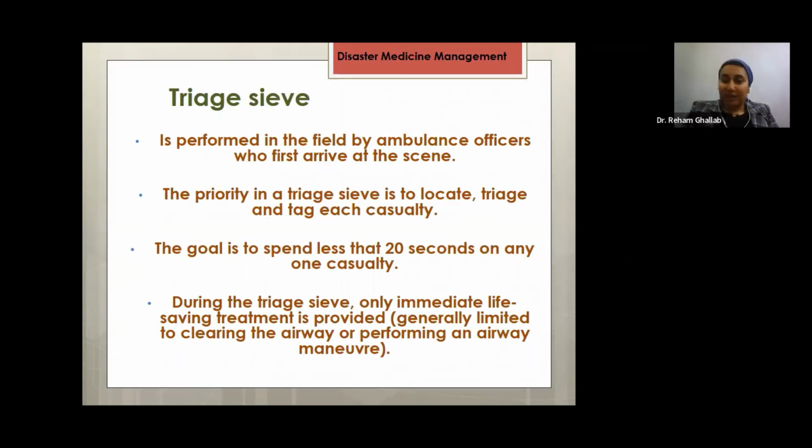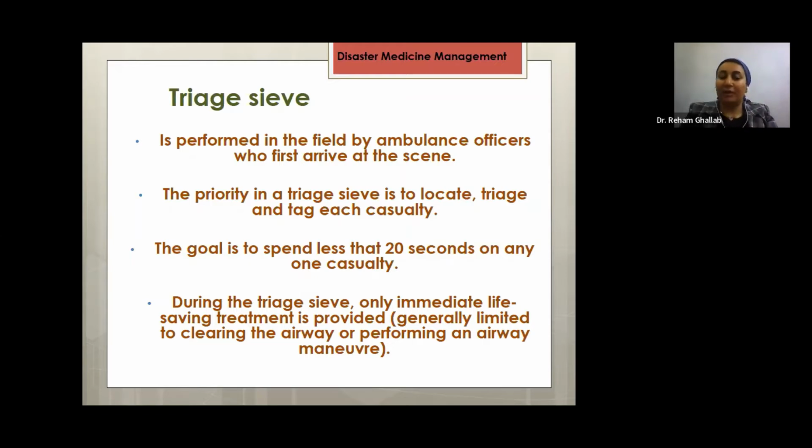The first triage, as we covered in the last session, is performed in the field by the ambulance officer who first arrives at the scene. Triage by sieve has the priority to locate, triage, and tag each casualty. This is the aim of triage by sieve. The first officer, always the ambulance officer, arrives at the place of evacuation or the disaster, so we can locate, triage, and tag each casualty with a triage card or a triage information tool.